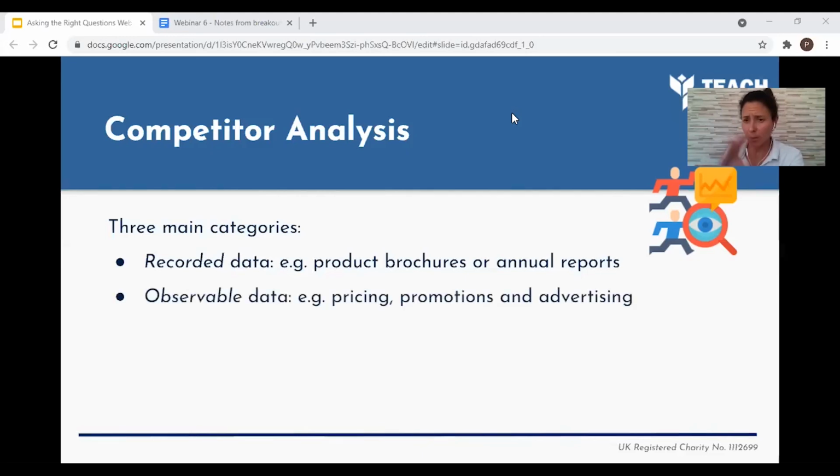Then another category could be observable data. This is information that your competitors make obvious. The best examples of this would be your competitors' pricing, promotion and advertising. Pretty obvious what they do. It's in front of our eyes, so we cannot miss it. And the last one is called opportunistic data. This comes from discussions you have with people who are connected to both you and your competitors, for example customers. So we can categorize findings about the interaction and relationship with customers under opportunistic data.